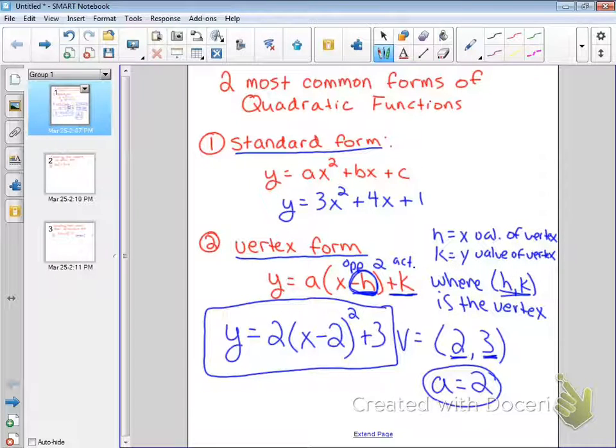So if you were given this equation and asked, what is the vertex of the function y equals 2 times x minus 2 squared plus 3, you should be able to know that the x value of the vertex is the opposite of this, and this is the actual y value of the vertex. Your vertex is 2, 3.